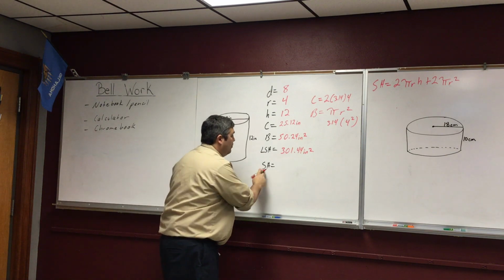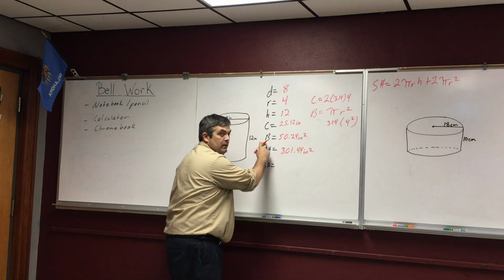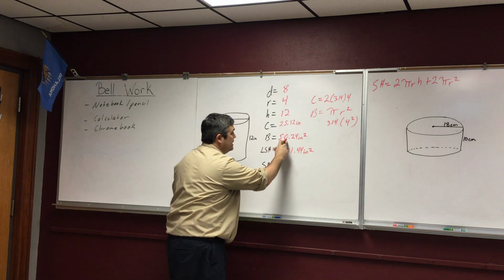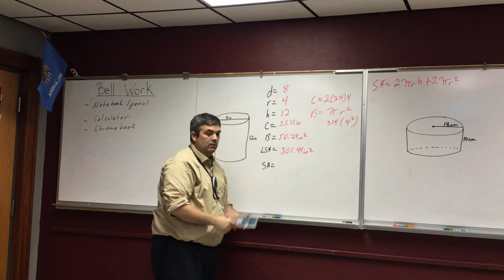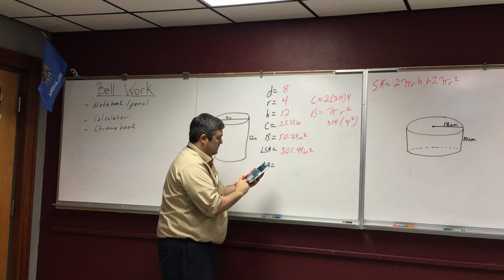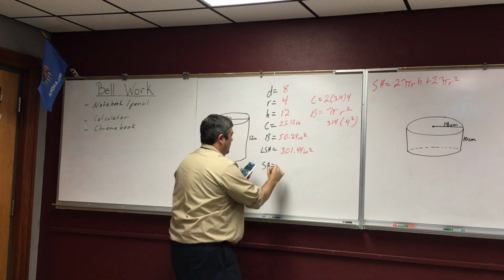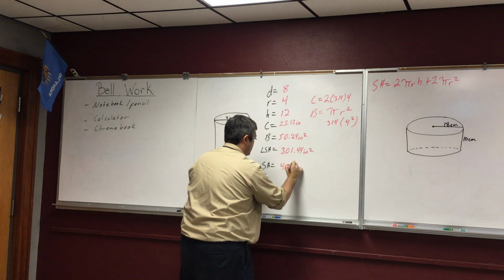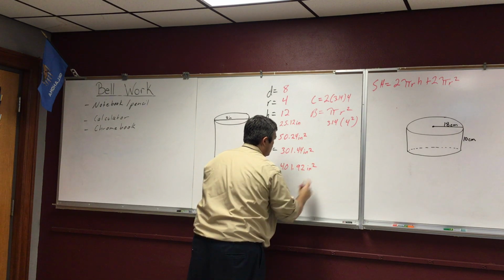All right, so now I want my total surface area. Well, I found my base area, so now I can take this, multiply it times 2, and then add my LSA. And now I have this. So 50.24 times 2 plus 301.44, and you have 401.92 inches squared. All right.